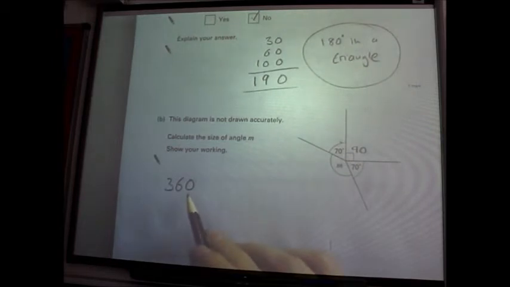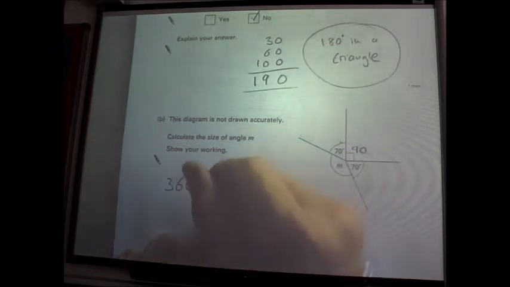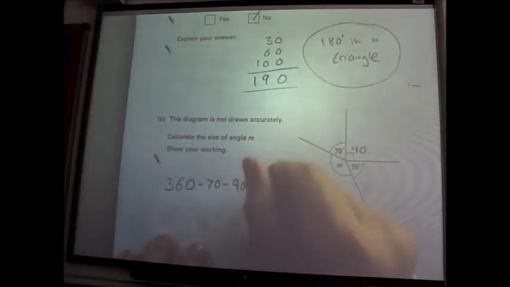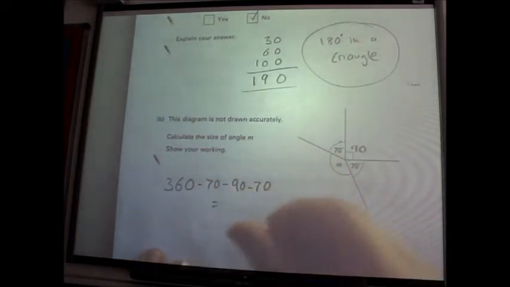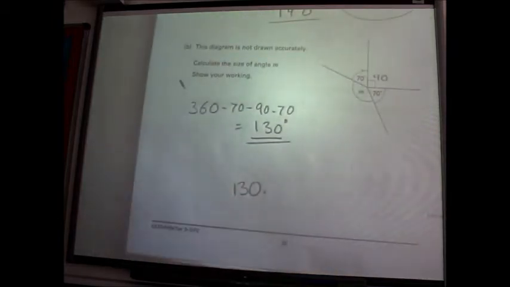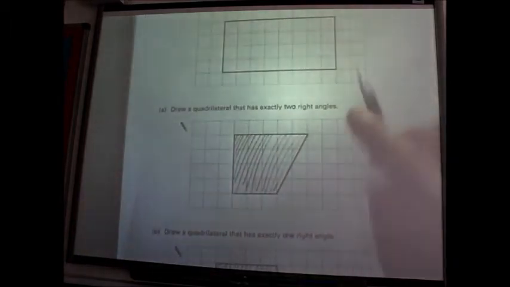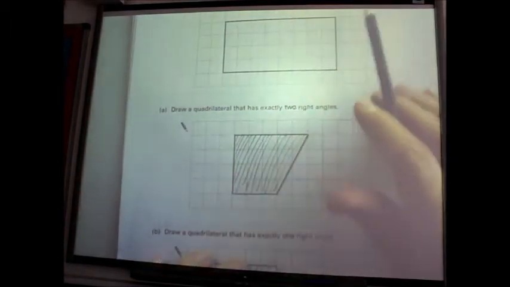So you need to do 360, take away 70, take away 90, take away 70, and it leaves you with that. So do the sum. Take 70, take 90, take 70, and that equals 130 degrees. And use your calculator to help you work that out. 130. Question number 17. On the square grid below shows a quadrilateral.